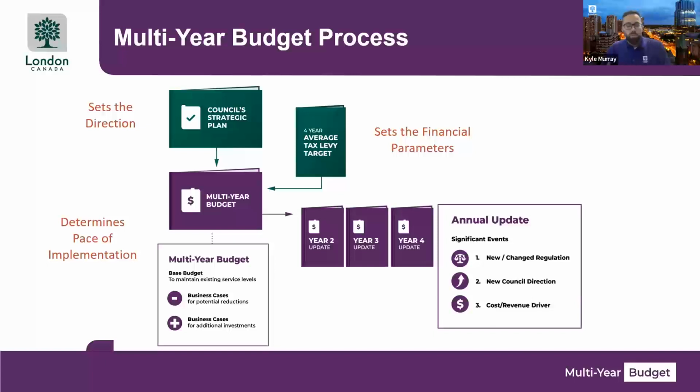Now, once the multi-year budget is approved, this leads into the annual budget update process. And this is really the opportunity for course corrections throughout the process as we need to. So these typically relate to new or changed regulations or legislation that may have come up since the approval of the multi-year budget, or new council direction that may have been provided since the approval of the multi-year budget, or perhaps unanticipated cost or revenue drivers that may have materialized or not been fully factored into the multi-year budget. So that's the multi-year budget process in a good visual nutshell.